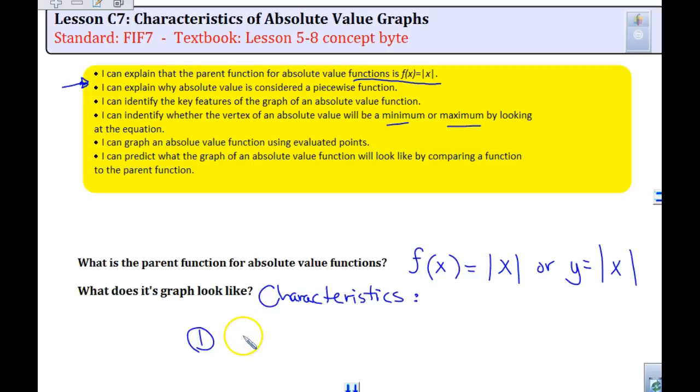What does this graph look like? It's a V. It's a V shape. And if it is our parent function, it should open up.